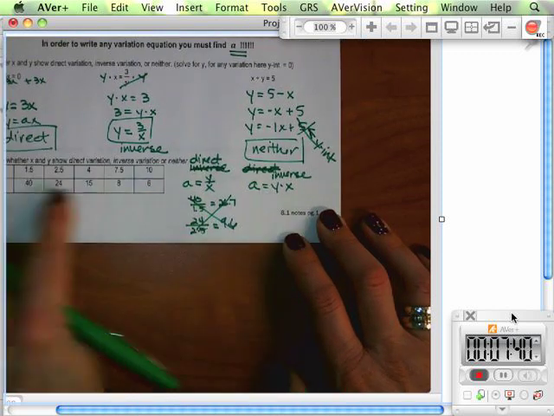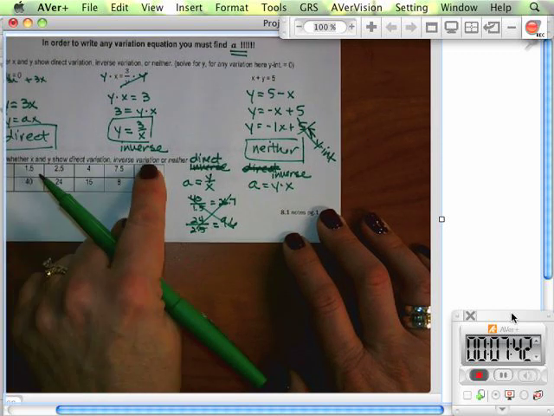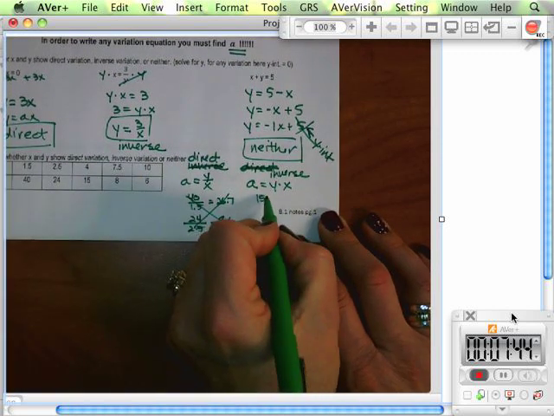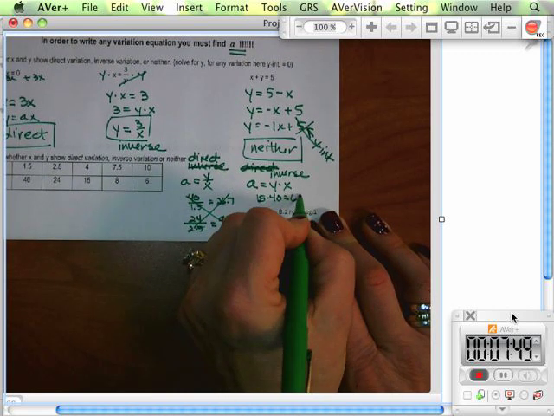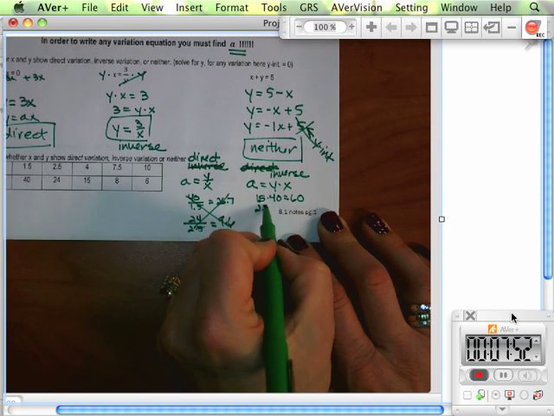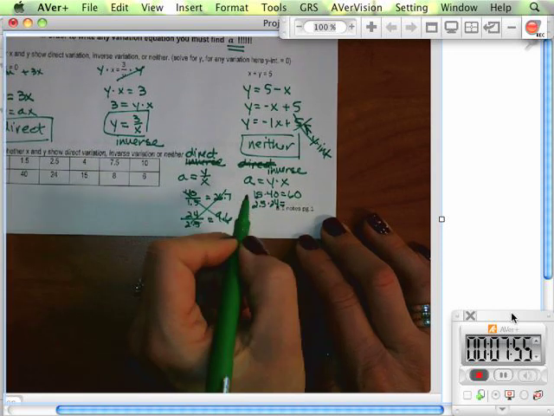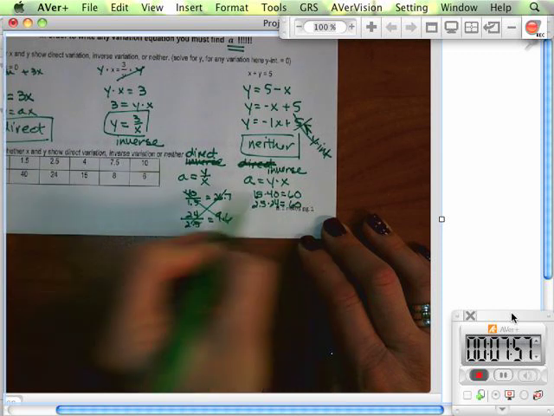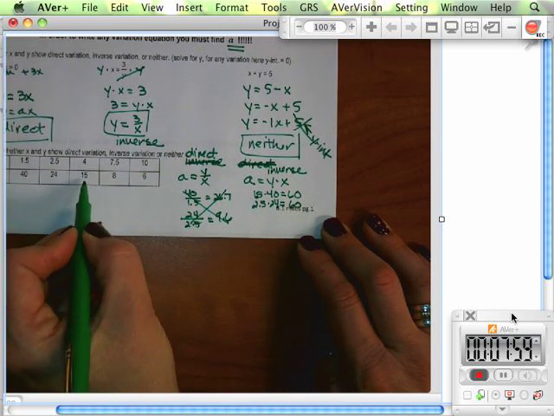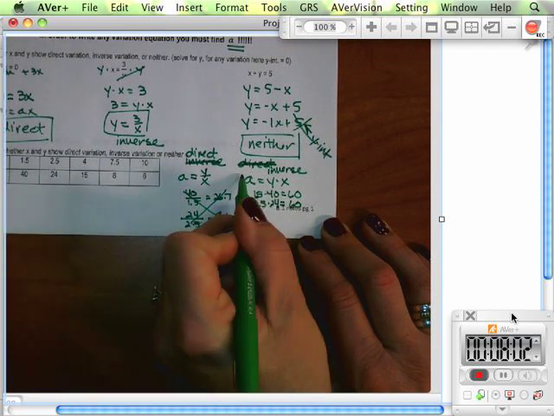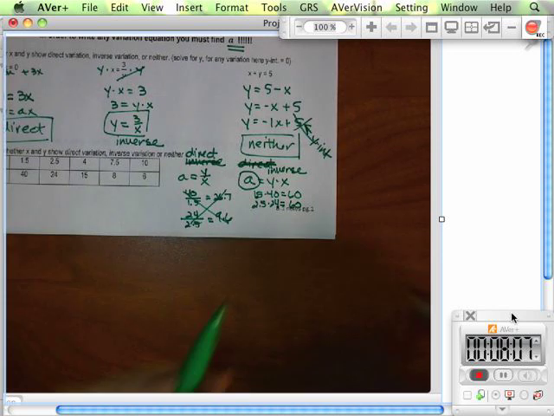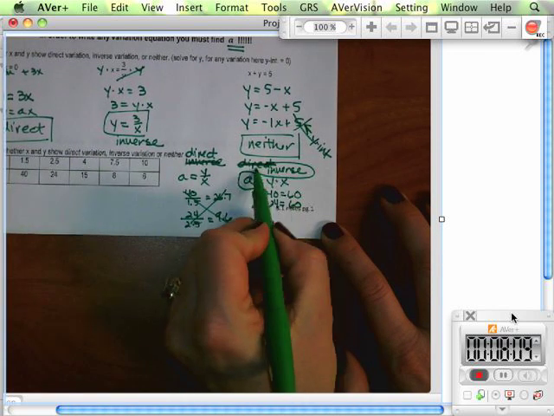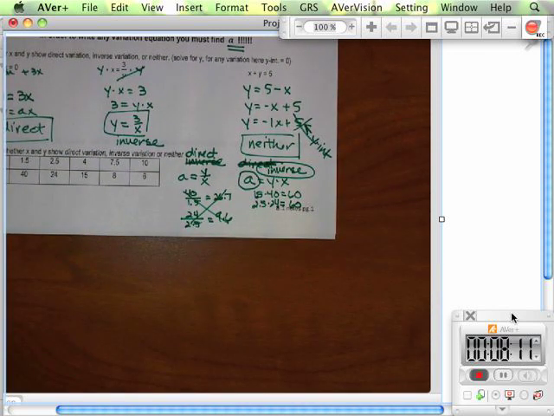Here, if I multiply the x and the y together, look what happens. 1.5 times 40 equals 60. 2.5 times 24 equals what? 60. And if I went all the way across, 4 times 15 equals 60. So you have to get the same constant of variation, is what it's called. That's what A is. And so this is happening here, so that means it's inverse. It's an inverse relationship. Make sense?